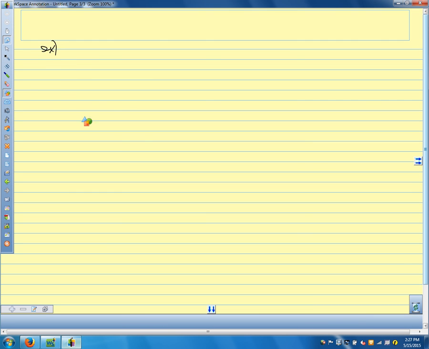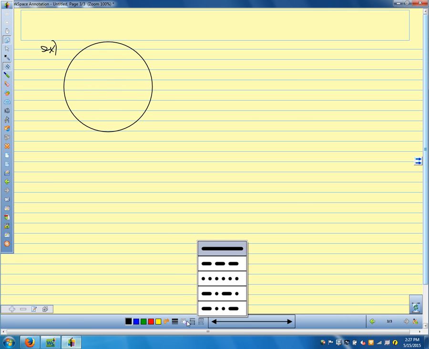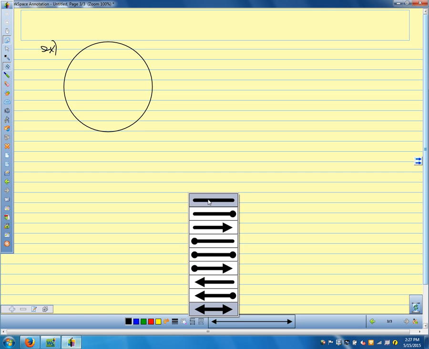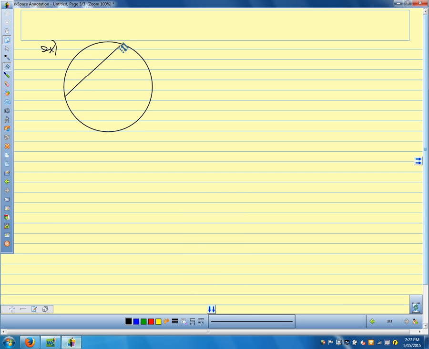Here's our circle. Here are our secants. We're just going to draw a section of the secant, which gives us 2 chords. And we'll say that's x degrees, 87 degrees, and 165 degrees. And we want to find x.